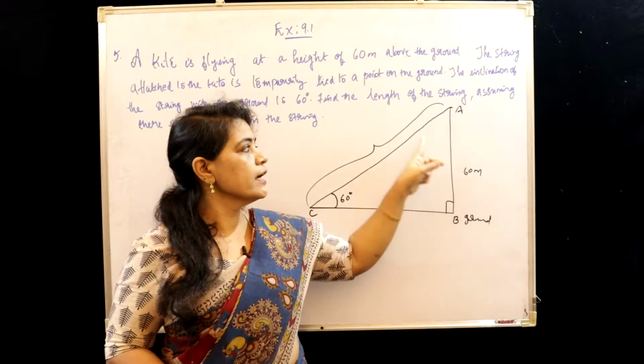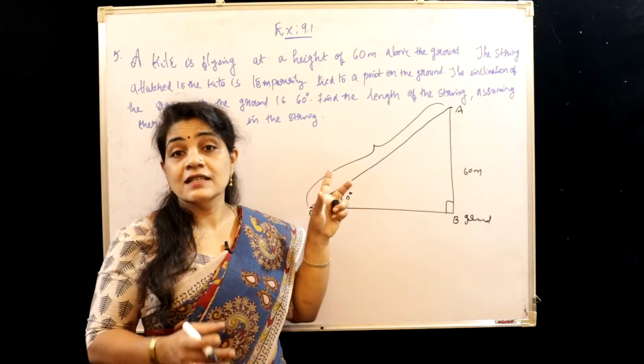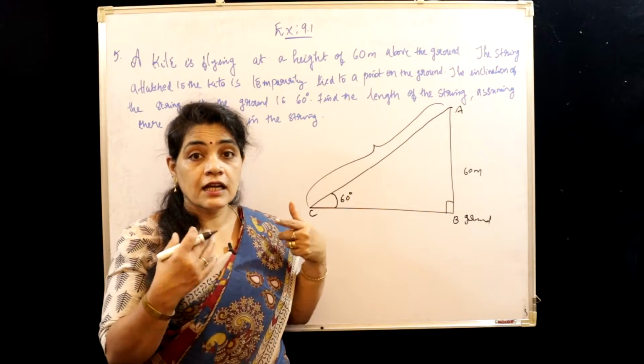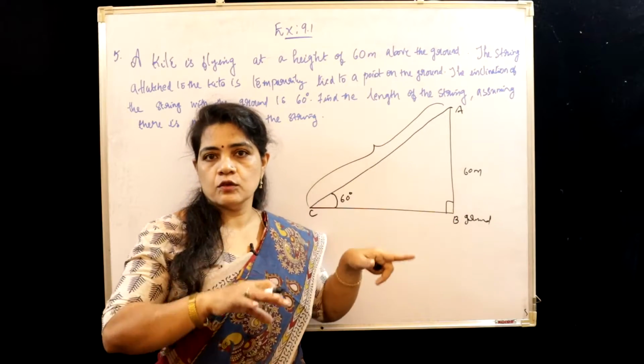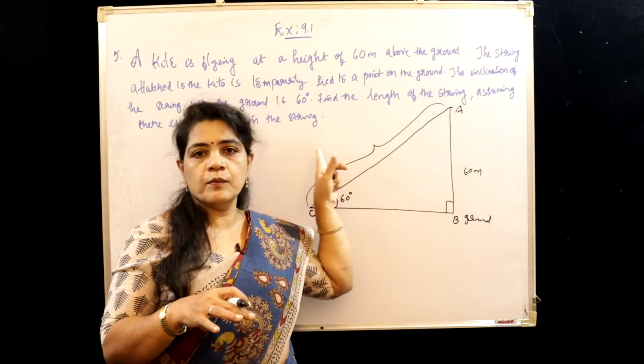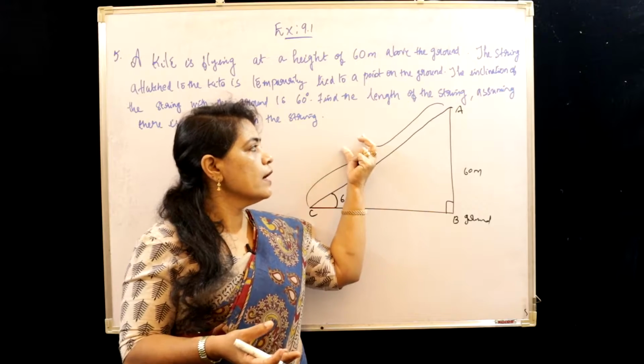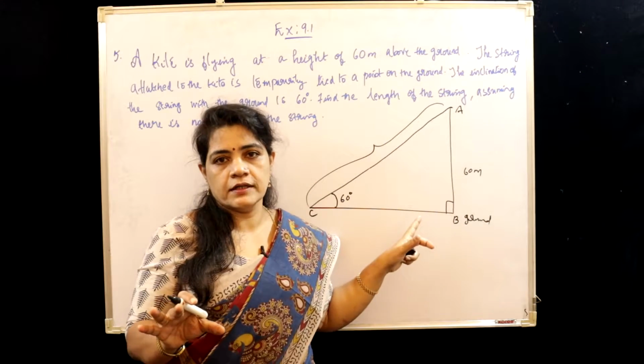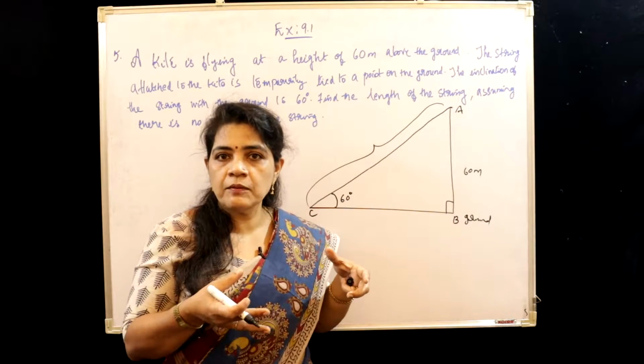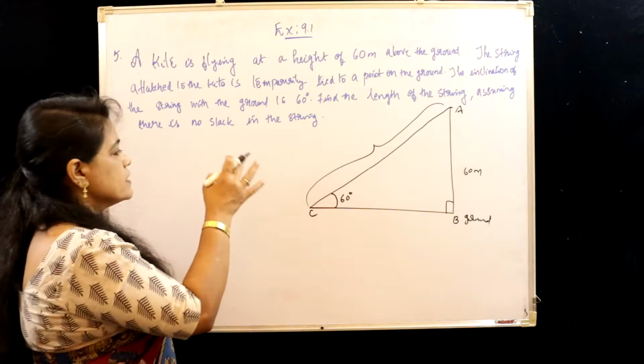So opposite side by hypotenuse is the ratio to be taken. That comes in sine as well as cosec. Opposite side by hypotenuse is sine theta, or you can take hypotenuse by opposite, that doesn't matter. The idea is clear how this ratio can be selected. So we can start the solution.